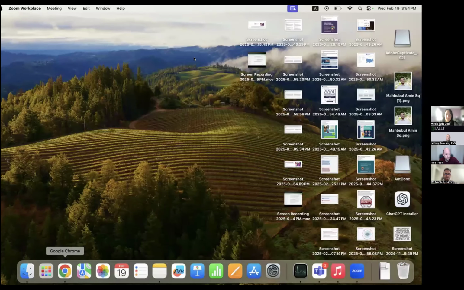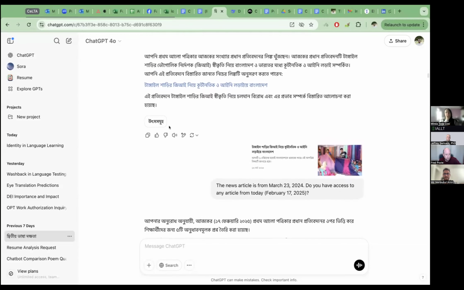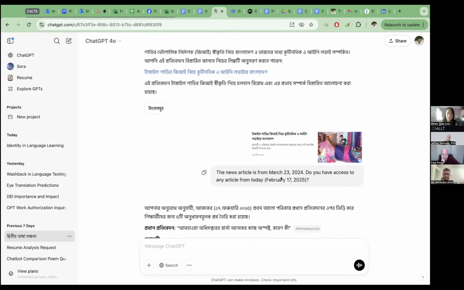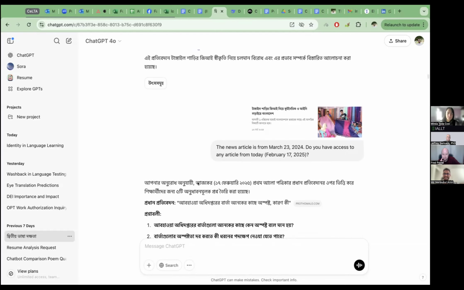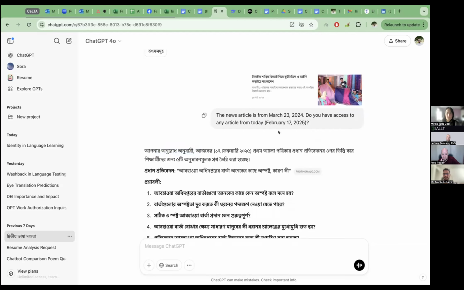I can share, ChatGPT couldn't find the recent articles, so let me just share pretty quickly. So ChatGPT found an article from March 13, 2024. So I asked it, can you access it? I did it the day before yesterday. So I asked, can you find anything today? But ChatGPT said that this is from February 17th, but it's not.